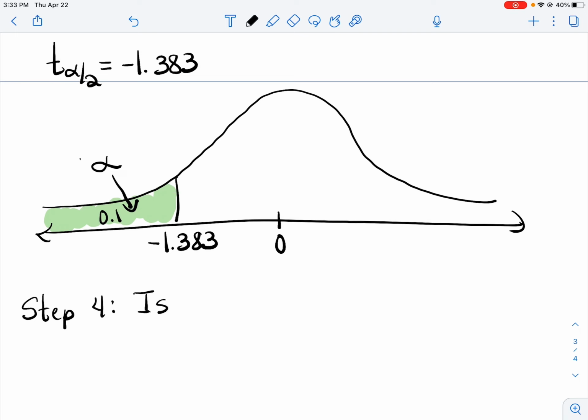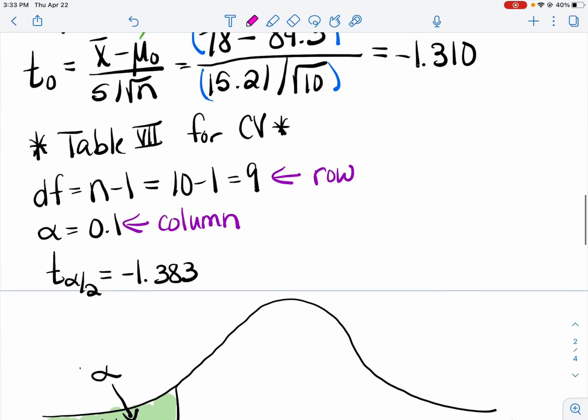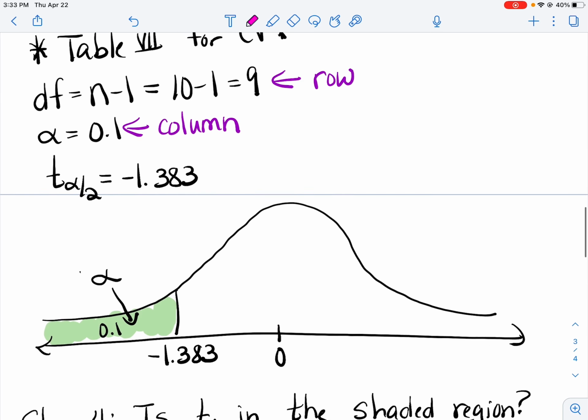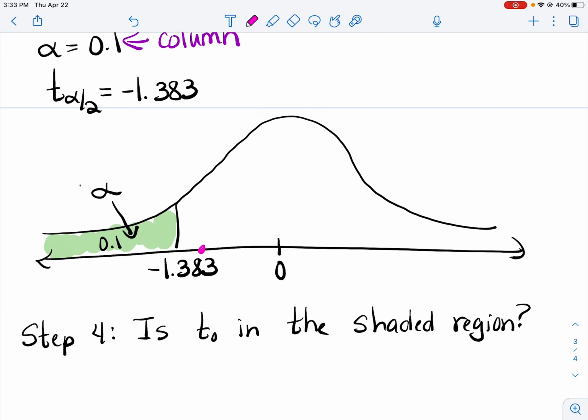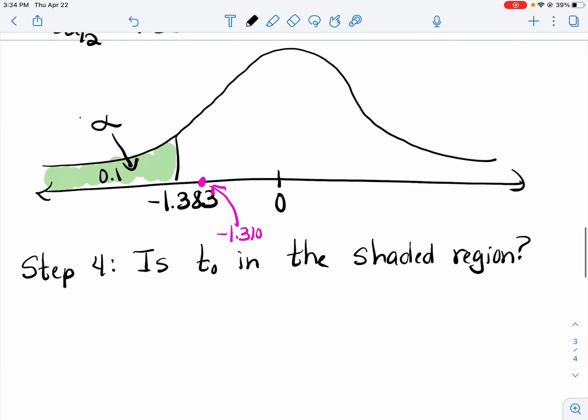Step 4. I want to know, is my test statistic in the shaded region? Well, if I look back up at my test statistic, it was negative 3.10. Negative 3.10 is about right in here on my number line. And so no, the test statistic is not in the shaded region, and so we do not reject H0.